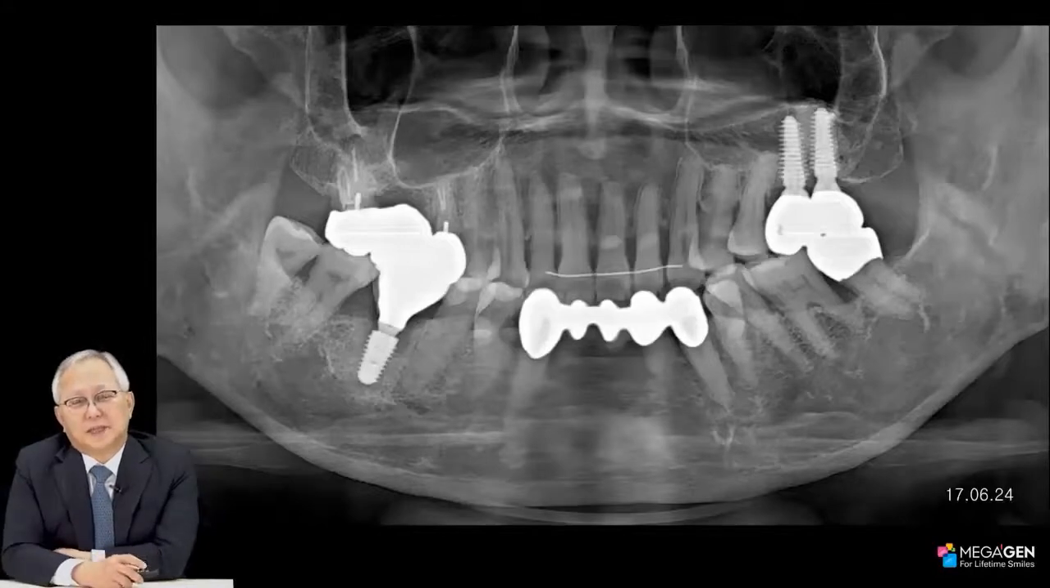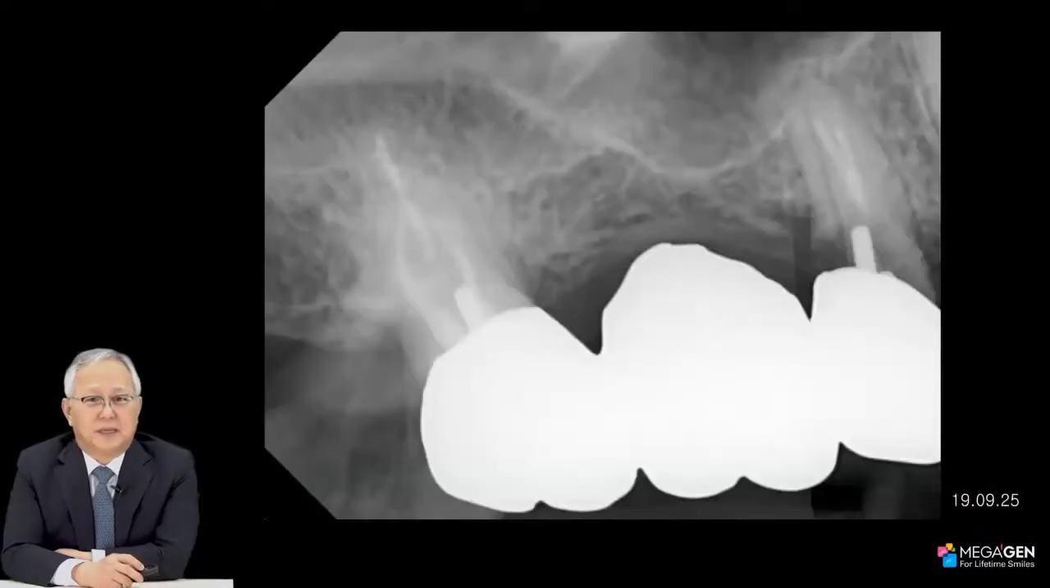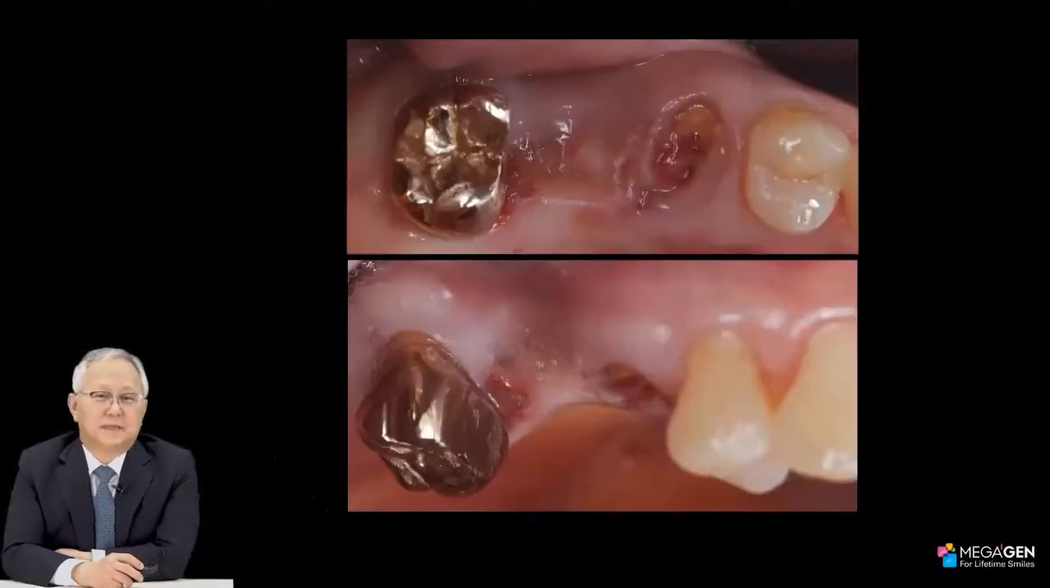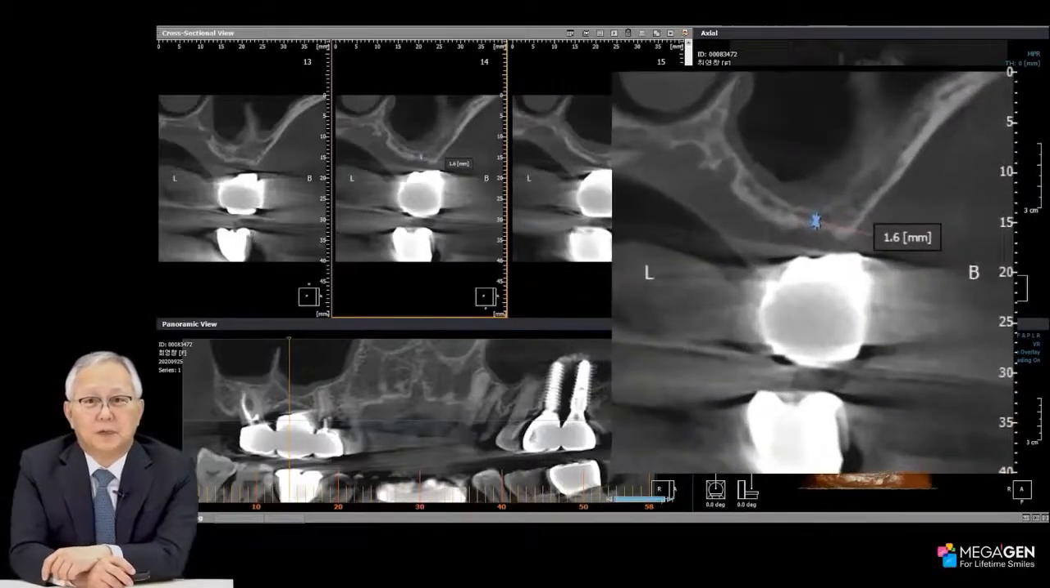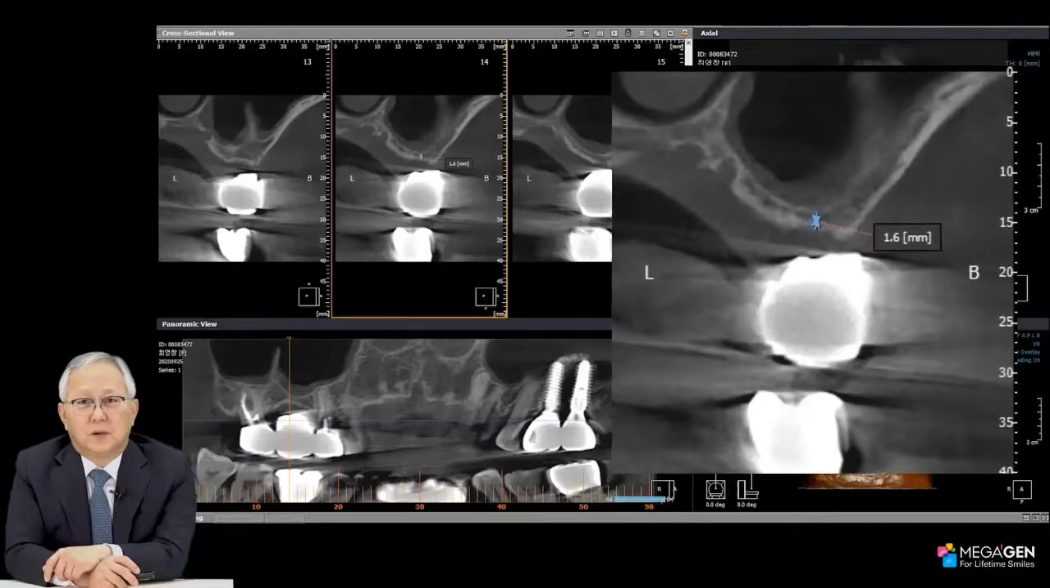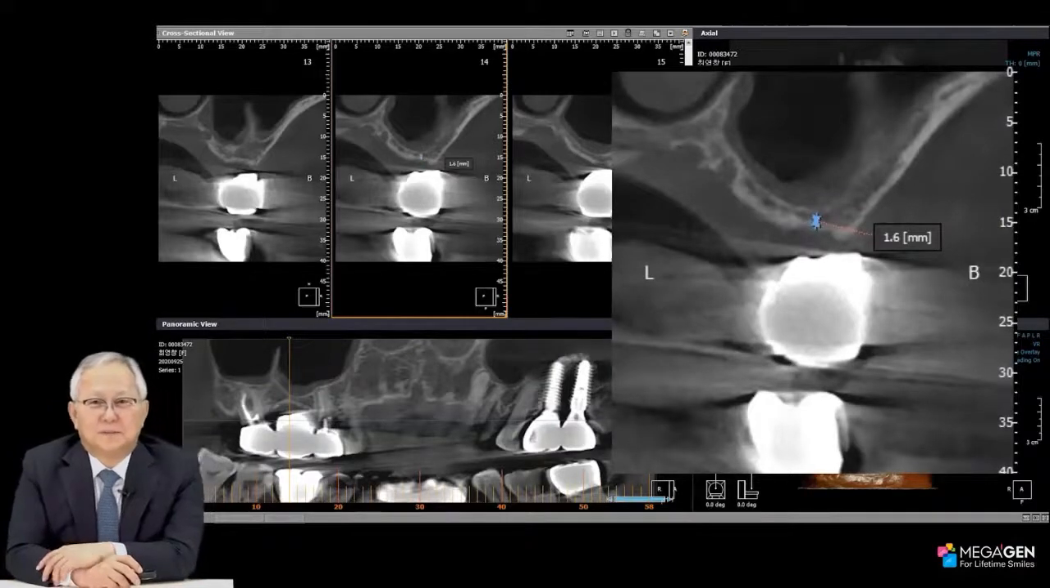This case was not recommended by Dr. Salah Huwais because the available bone was very thin, less than the recommendation. How many millimeters of bone here? It's less than 2 millimeters. Very thin bone.